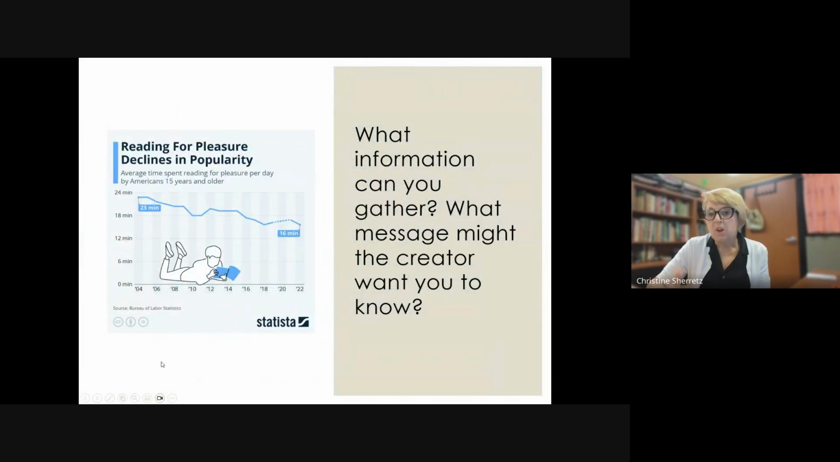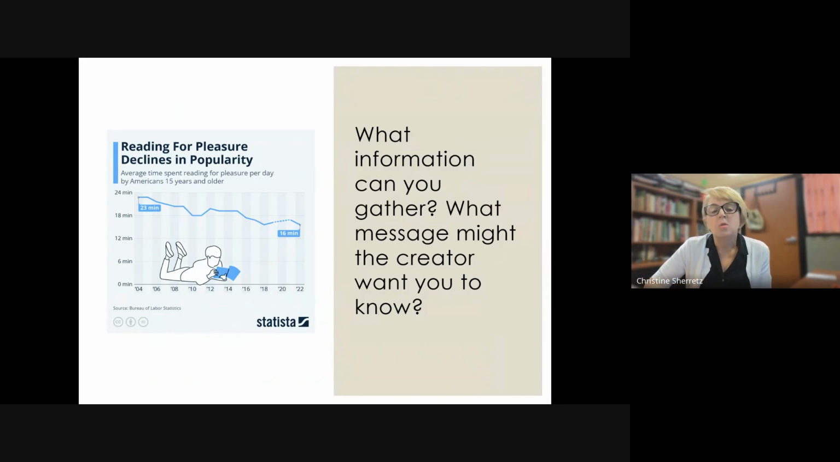Okay, when we look at informational text, we know that students need to be able to look at charts, graphs, infographics, and so forth, and interpret them. Here's an example. It says reading for pleasure declines in popularity. And it says average time spent reading for pleasure per day by Americans 15 years and older. And we can see that it decreases.